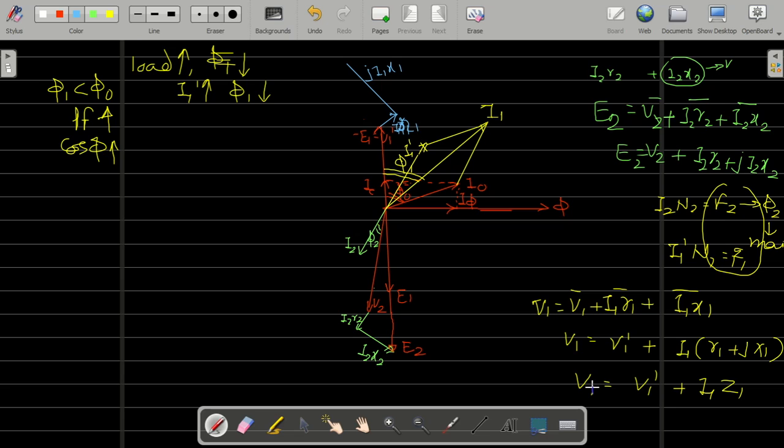Clear? So the sum of these three, this plus this, what will come? V1. So how will V1 come? This is V1, this is I1 R1. So the vector sum of these three is this V1. Please try to understand this is the vector diagram of the actual transformer at load condition. I had taken different colors, so try to understand it. OK, so this is the vector diagram of the actual transformer.